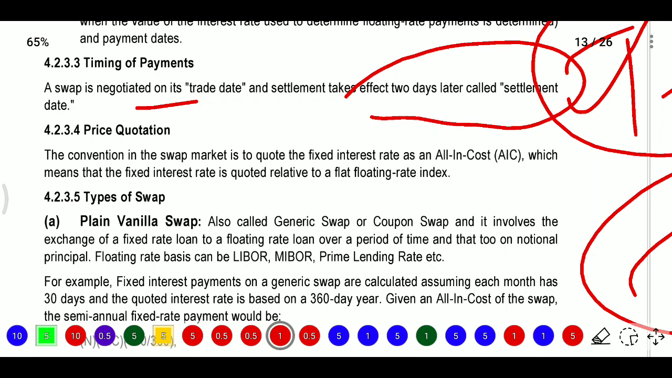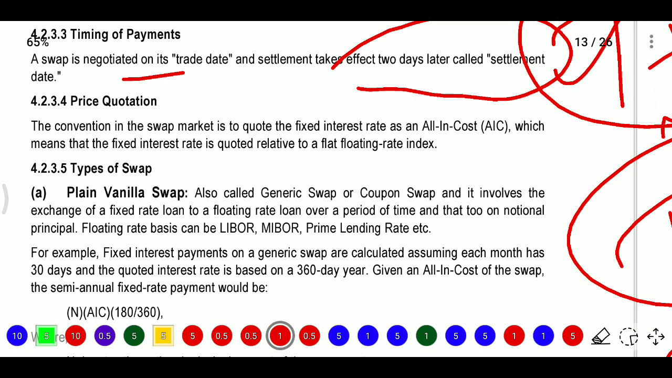And price quotation: the convention in the swap market is to quote the fixed interest rate as an all in cost. All in cost means whatever costs they add, they give as one rate, which means the fixed interest rate is quoted relative to a floating rate index.